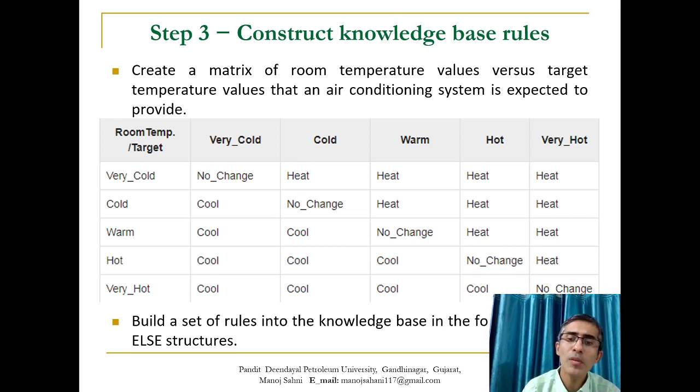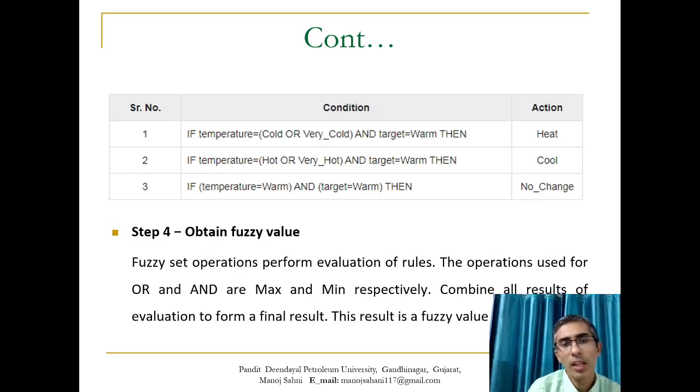Now how are they formed? That is in the form of if-then. See in my next slide: if the temperature is cold or very cold and the target is warm, then what will be the action that we need to take? That is heating. Heating should be done. If the temperature is hot or very hot, then what will be our target? That is warm. And in that case, what action should be taken? It should be cooling. So these are the fuzzy inference rules.